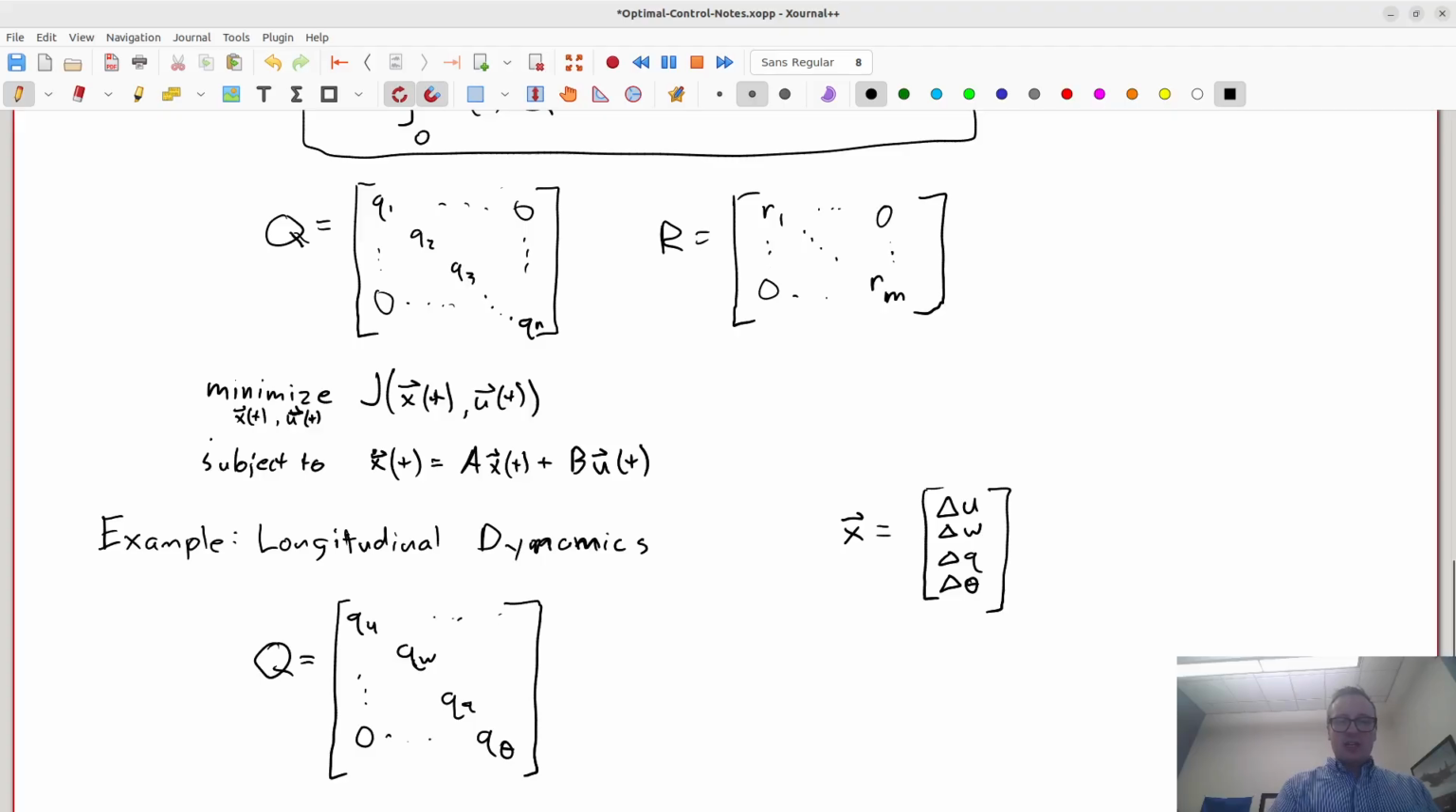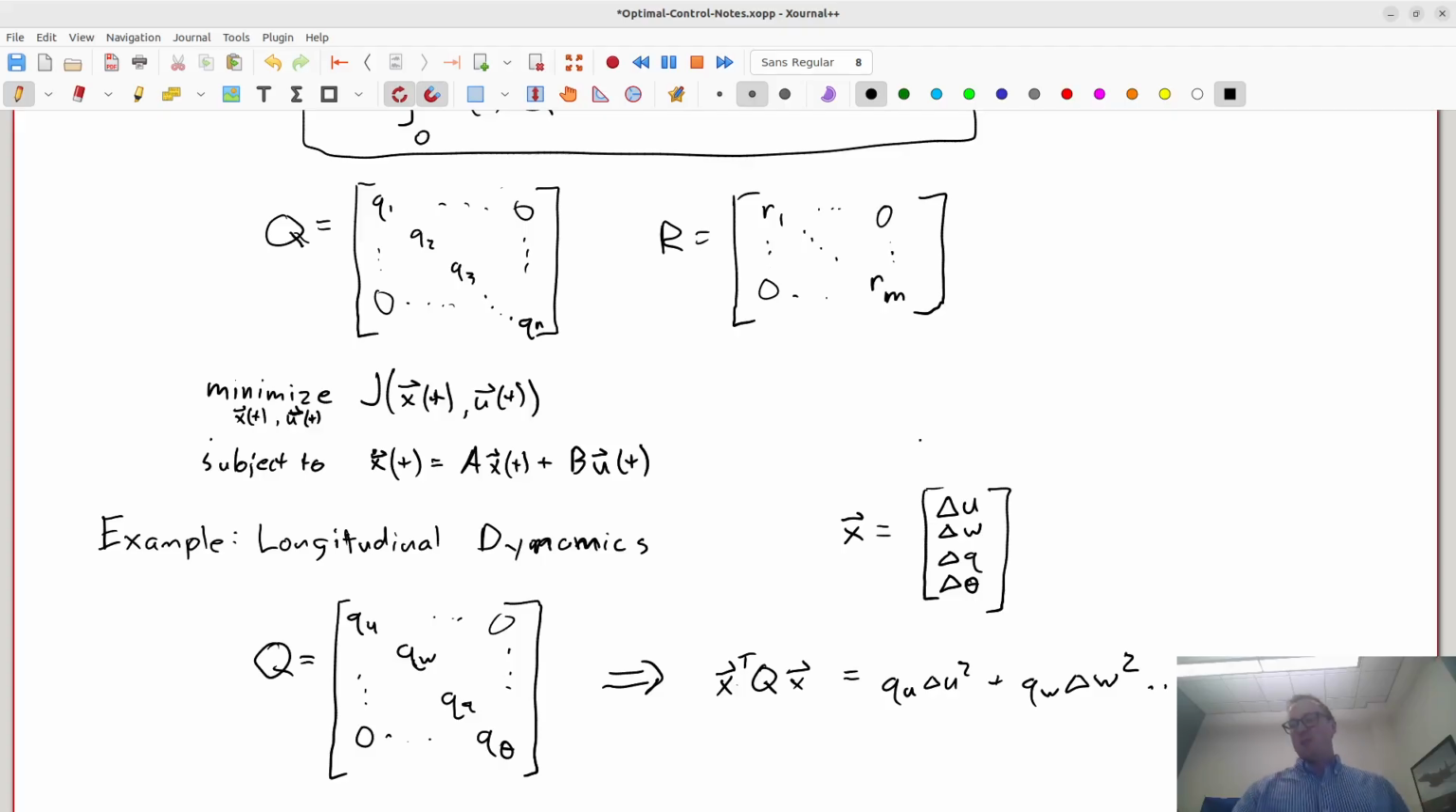And then we're going to have zeros in all the off-diagonal elements. So this will result in, if I multiply x transpose Qx, Qu delta u squared plus Qw delta w squared, and then plus Qq delta q squared plus Q theta delta theta squared. So by changing Qu, Qw, Qq, and Q theta, I can prioritize what I want to minimize.